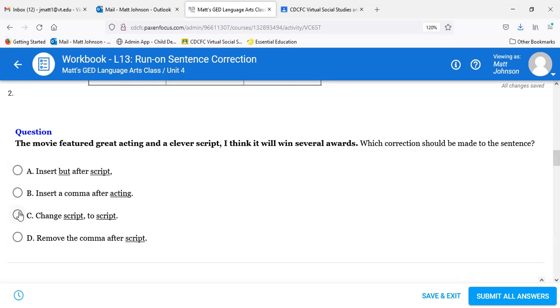I looked at that earlier and was like, wait a minute, that doesn't make sense, but that's all it's asking you to do. So the movie featured great acting and a clever script, period, right? Full sentence, full idea. I think it will win several awards. You could put "and" in there to make it two full ideas as well, comma, and I think it will win several awards. This one looks a little weird, but that's the correct answer, just replacing the comma with a period.